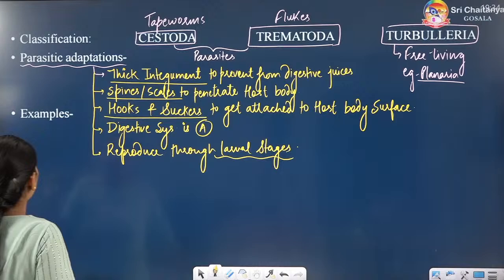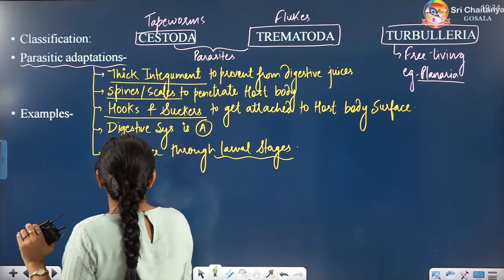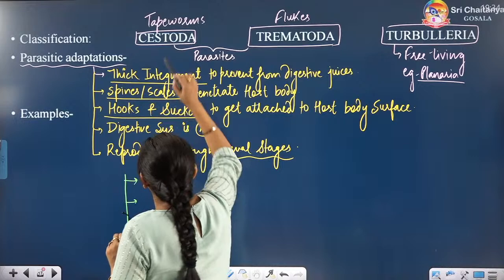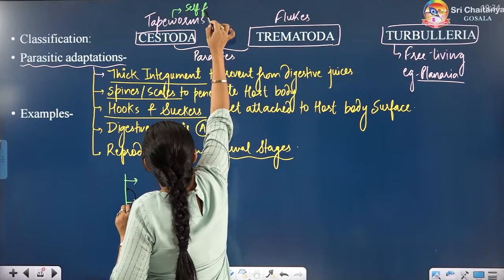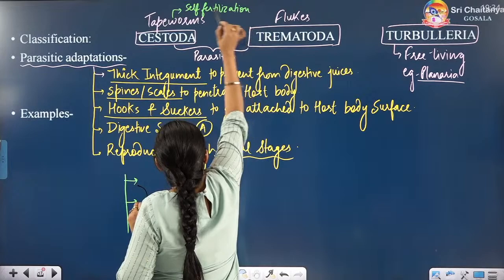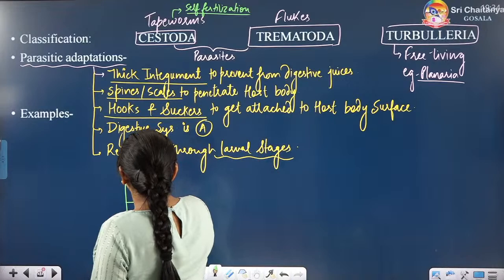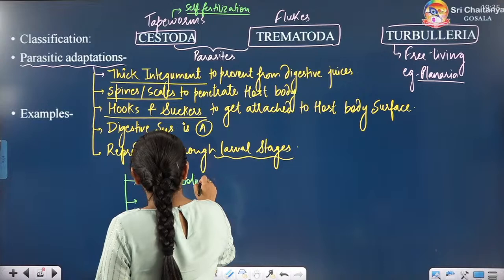Now examples. All right. What are the examples of the Cestoda class? Examples of the Cestoda class are tapeworms. And you also have to remember, in tapeworms there will be self-fertilization. In others there will be cross-fertilization, but in tapeworms there is self-fertilization. Then there is Taenia solium, the pig tapeworm.